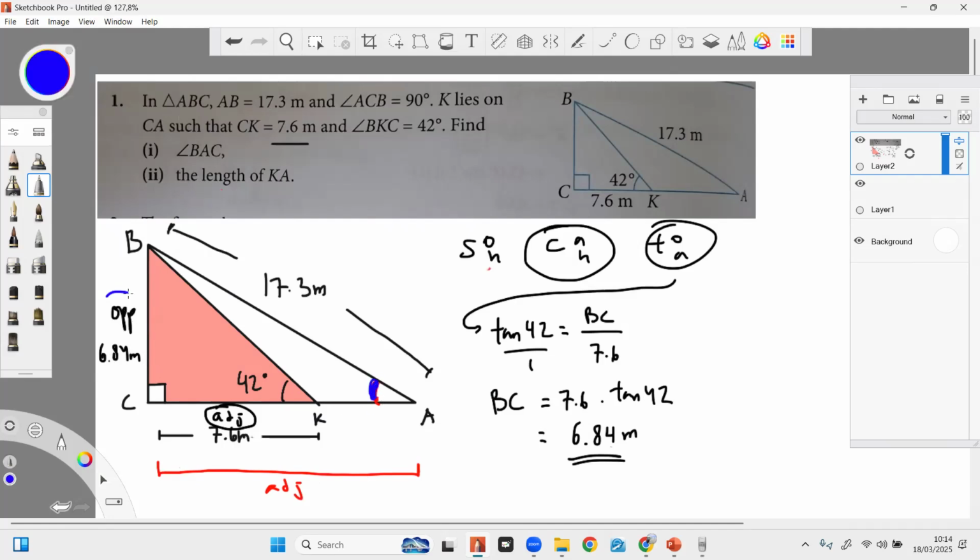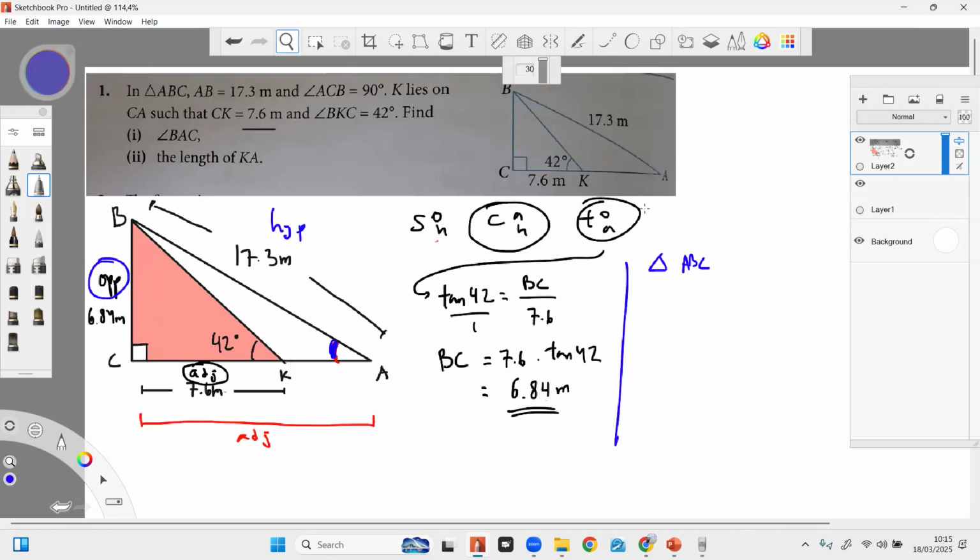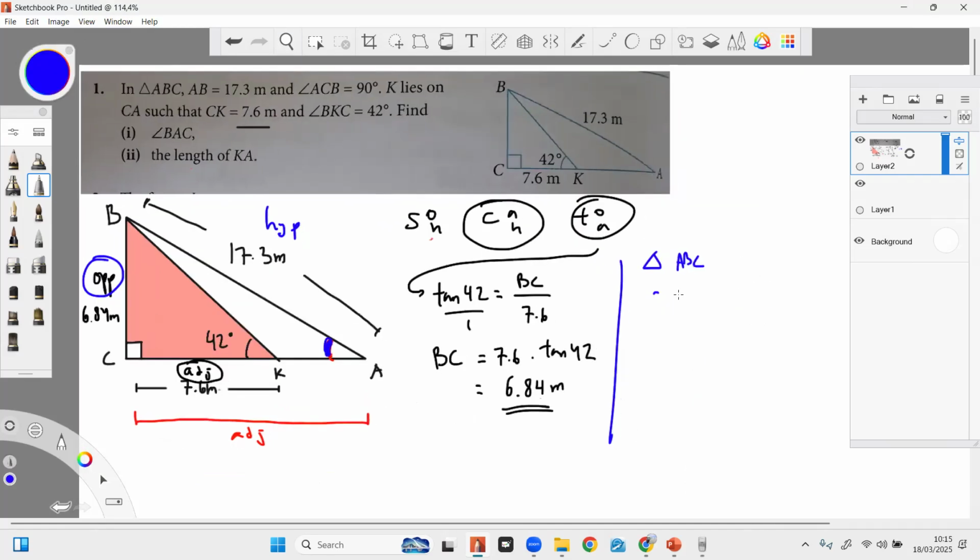We already have the opposite of the bigger triangle and the AB. Okay, adjacent, sorry, this is the hypotenuse. Opposite, hypotenuse, so sine. Focusing on triangle ABC, sine A equals opposite, which is 6.84, over hypotenuse, which is 17.3. Then we get A by inversing the trigonometric ratio.